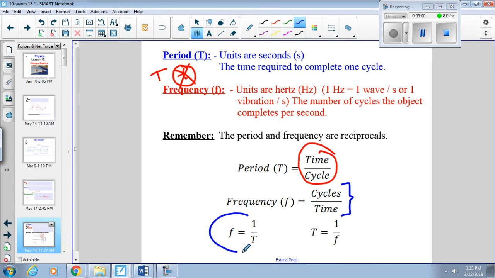You could also just go with the inverses of them. So frequency is 1 over period, and period is 1 over frequency. If you were to multiply these together, you would get this nice number 1, because anytime you multiply a reciprocal by its reciprocal, it is the number 1.